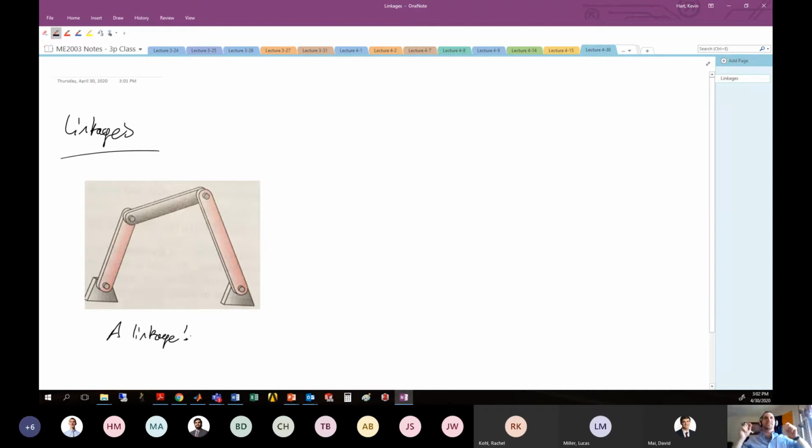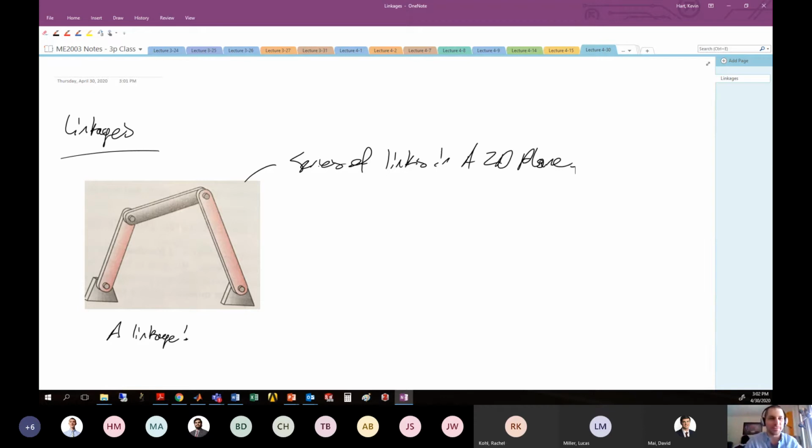So it's this series of individual links that's kind of contained in a two-dimensional plane, right? Of links in a 2D or quasi 2D plane. It's not actually in a 2D plane, but it's more or less contained in a two-dimensional plane. And I'll write that you've seen this before.